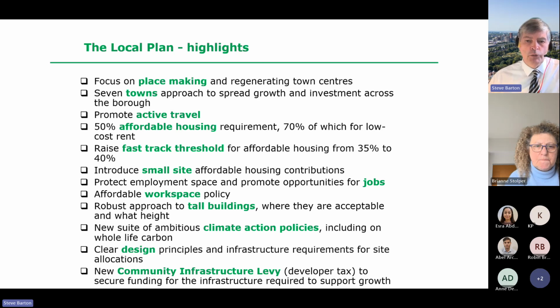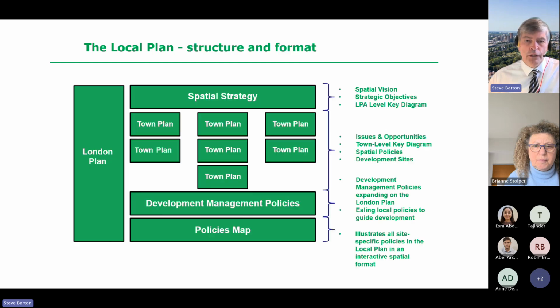It includes policies on affordable workspace and sustaining and creating jobs across the borough, and delivers a very robust approach to tall buildings, where they are accepted and what heights would be deemed suitable. There's also a new suite of climate action policies, including on whole life carbon. And the plan sets out clear design principles and infrastructure requirements for each of the 84 site allocations in the plan. And finally, we're the last local planning authority in London to introduce a new community infrastructure levy, basically a tax on development to support funding for infrastructure and supporting growth.